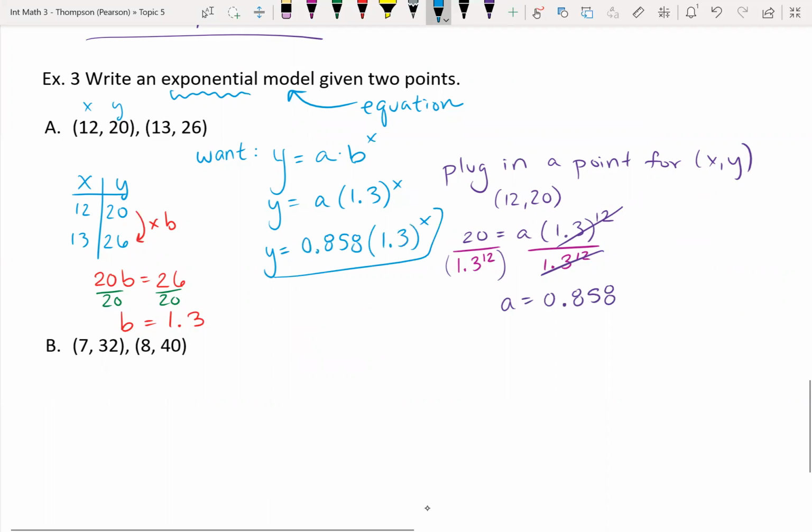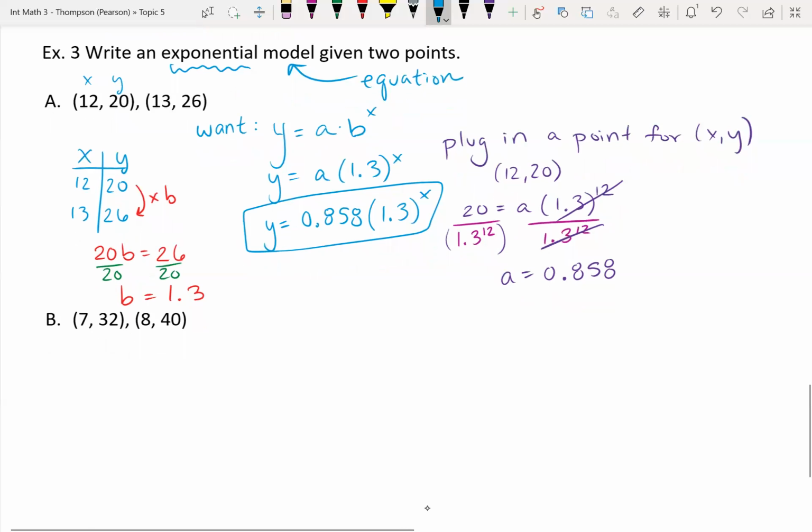And then I have an exponential equation given points. This is approximate, right? I had to round for this a value. If you used the other point, 13 and 26, you should get something that is almost the exact same. The difference might be negligible. There might be a tiny difference, but it won't be significant if you do it correctly. Okay, I would like you to try to pause this video and try to do the second one on your own. If you're not comfortable with that, we're going to do one more together.